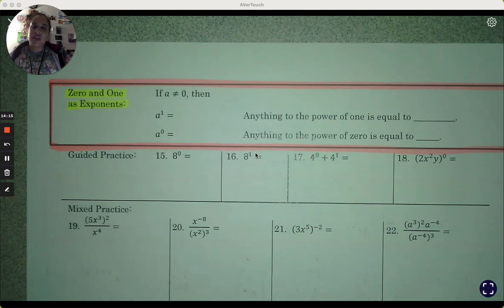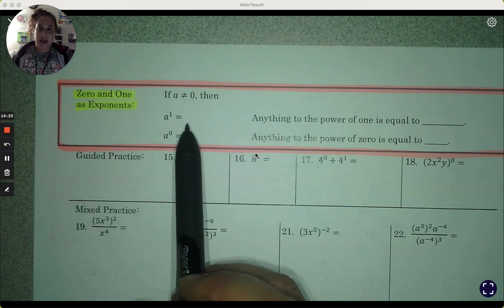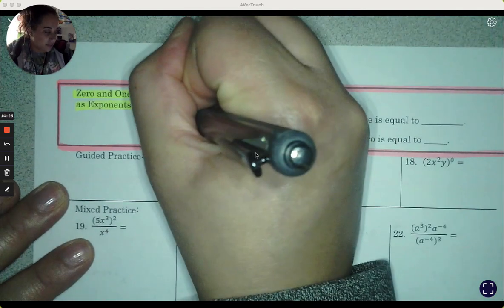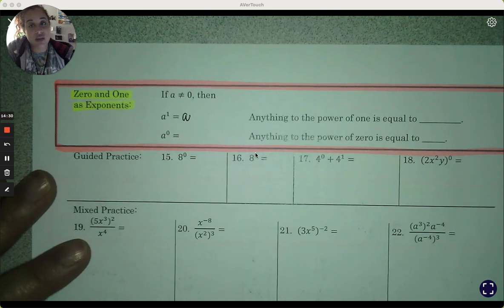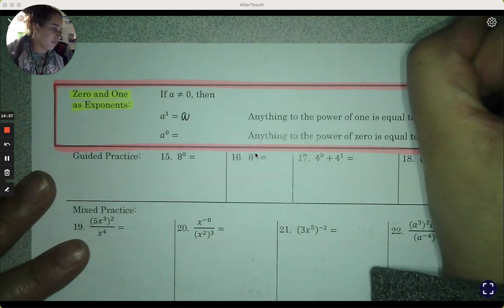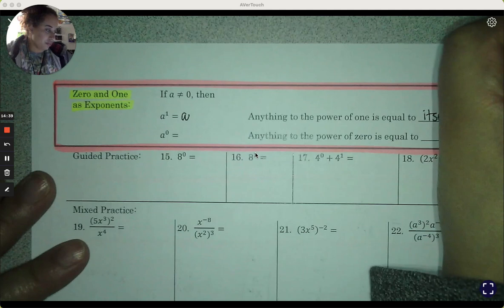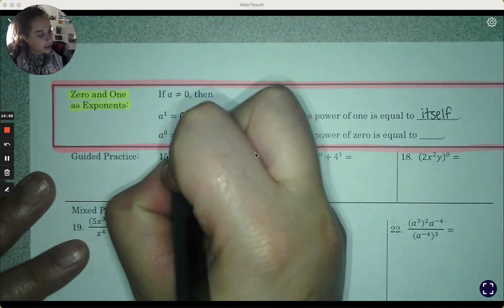So if our base doesn't equal 0, so it equals some number somehow. If we have any base to the 1 power, it equals a, no matter what. You could have 1 million to the first power, and it's going to equal 1 million. Okay? So anything to the power of 1 is equal to itself. However, anything to the 0 power is going to equal 1.